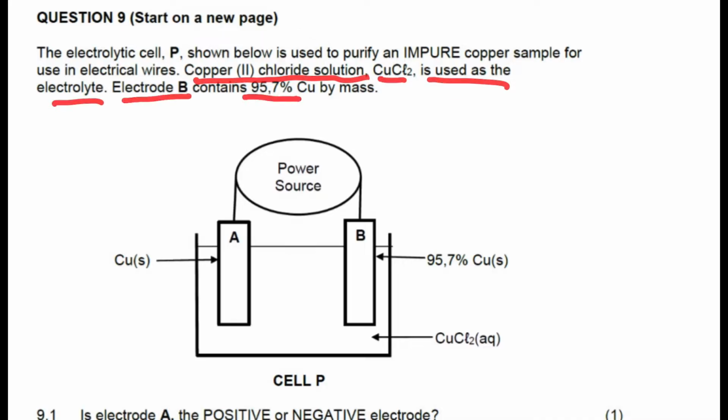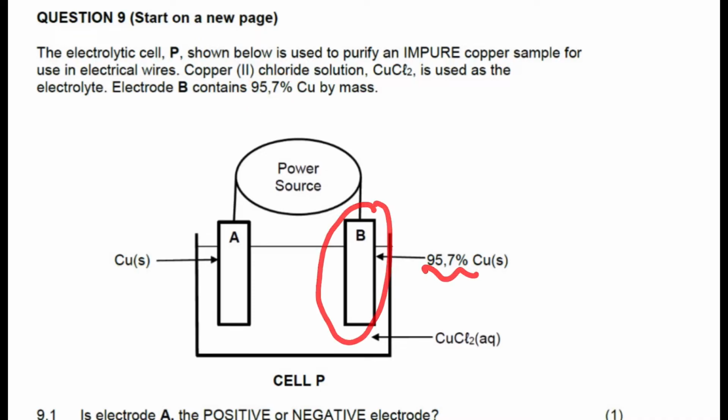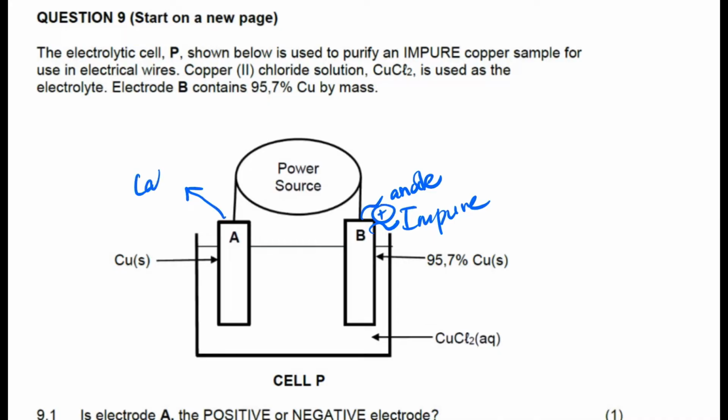Electrode B contains 95.7% copper by mass. This simply means that this is an impure sample, and the impure sample is always the anode, which is positive. This one is the cathode, and it's negative. That means this is the pure copper.